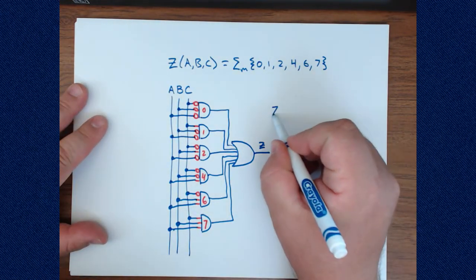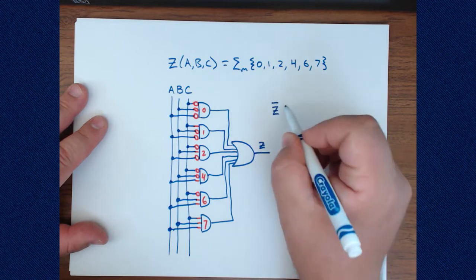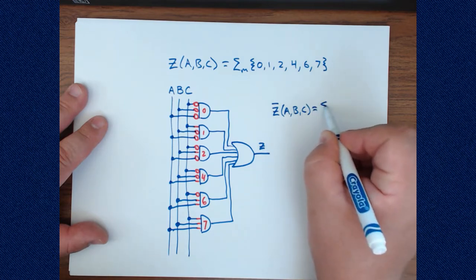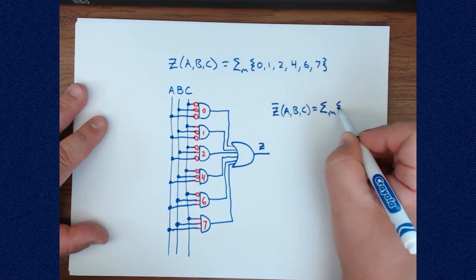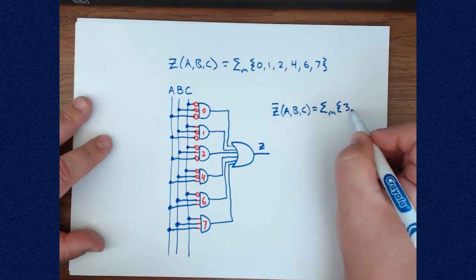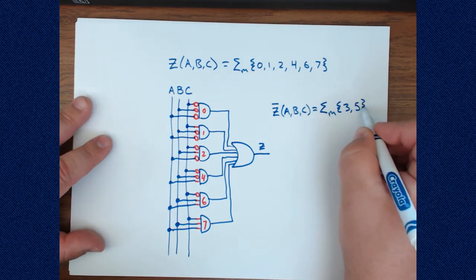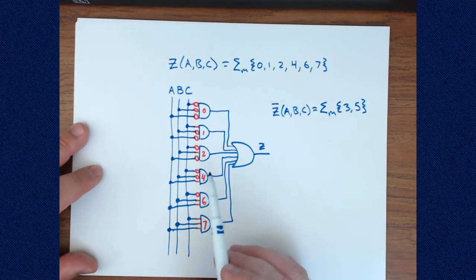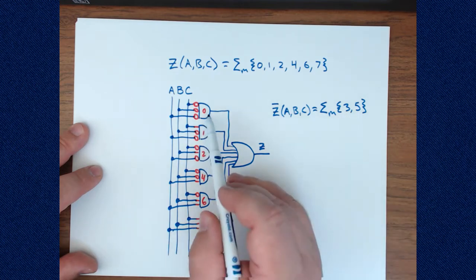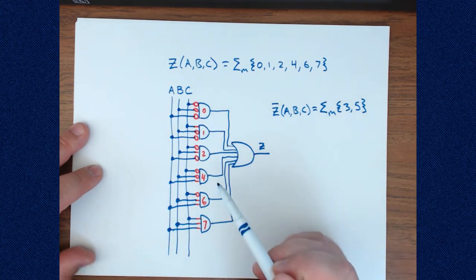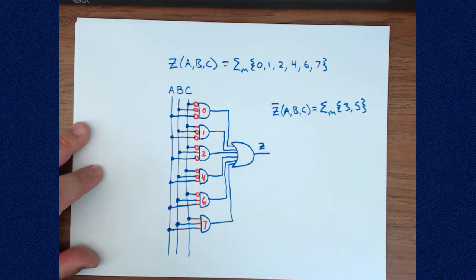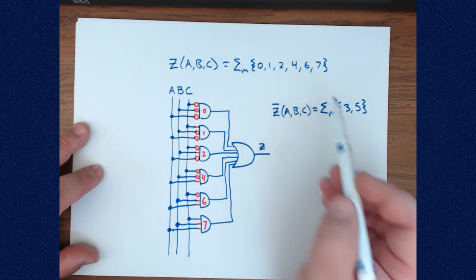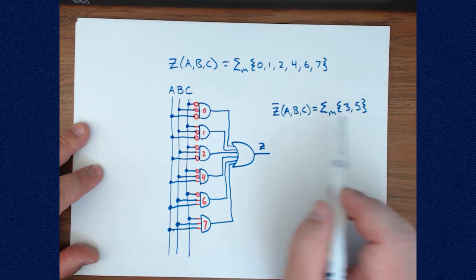So I could say that instead of this, the inverse of z is a function of a, b, and c, and is equal to the sum of minterms in the set, what was it, 3 and 5. And that would automatically translate into a circuit that looks like this, but because it only has 2 minterms, it will only have 2 AND gates and the 1 OR gate that they go into. The only difference will be that this function doesn't produce the same thing that this function does, because this puts 1s in exactly the opposite rows that this one does.